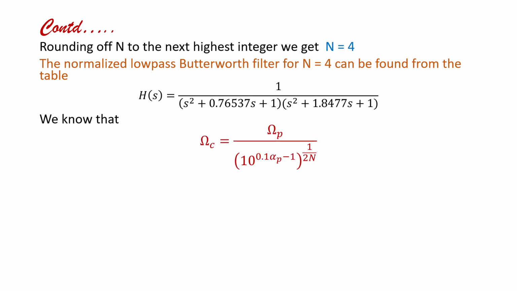We know that omega c equals omega p divided by (10 to the power 0.1 alpha p minus 1) whole to the power 1 by 2n. So put the values of alpha p and n over here, because right now the value of n equals 4. So omega c equals 21.3868.